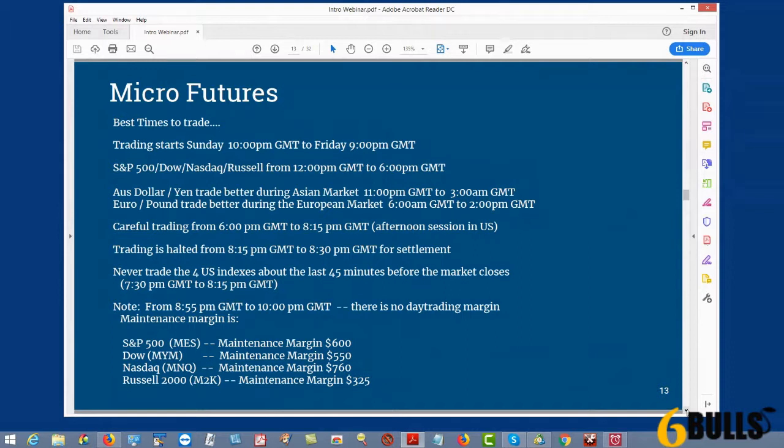And these four contracts are American products. They really trade better during the American market times. So if you're looking to trade those guys, look to trade sometime from 12 p.m. GMT to 6 p.m. GMT. What I'm saying to you is you want to trade pretty much the market in the morning in the US market. And there's a reason for this.